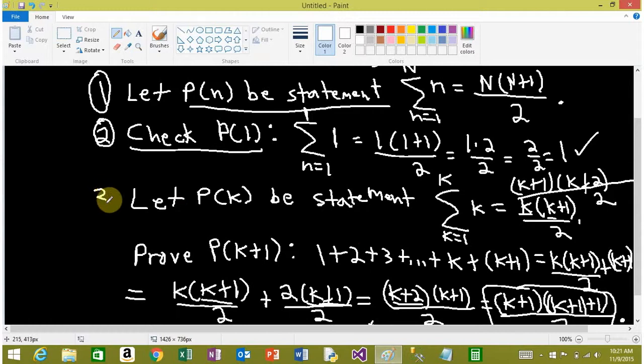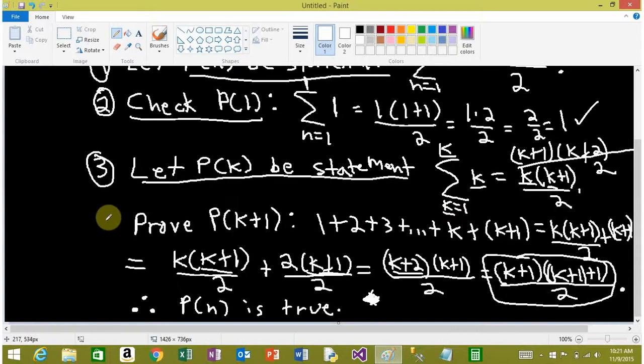And then our third step was to let P of k be a statement. So basically we're just restating what P of n is in step 1, and we're just replacing everything with the letter k, the variable k instead of n. And this is of course the big K, and the big K's go over here with the k and k plus 1. And this is little k equals 1 down there. And then the last step is the induction step, where you have to prove P of k plus 1. And that's the proof part, where we added k plus 1 to both sides of the equation.